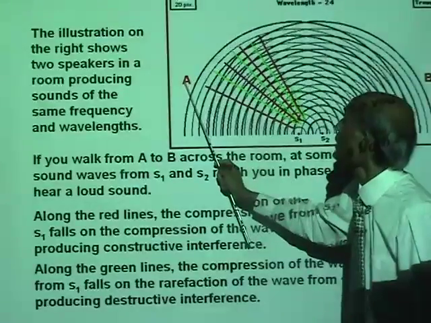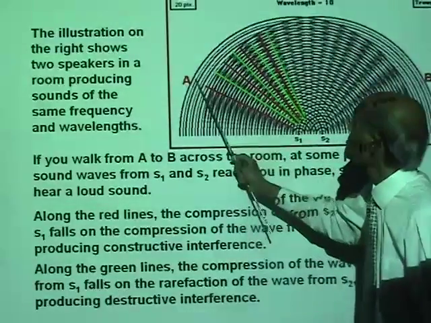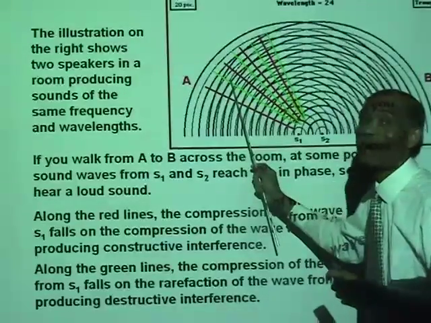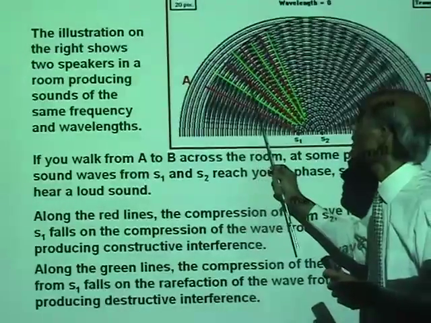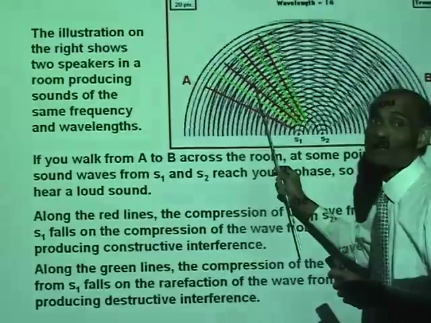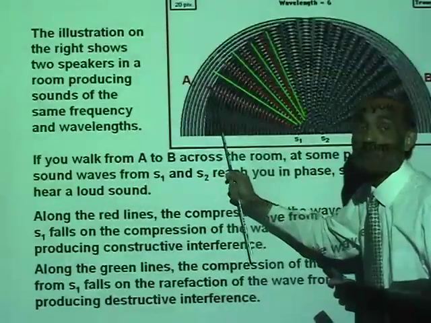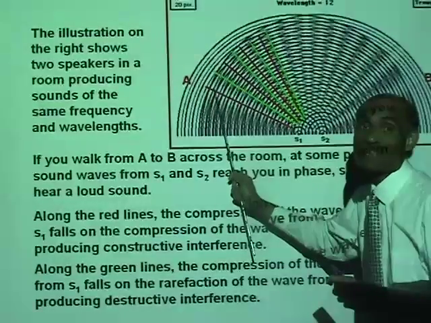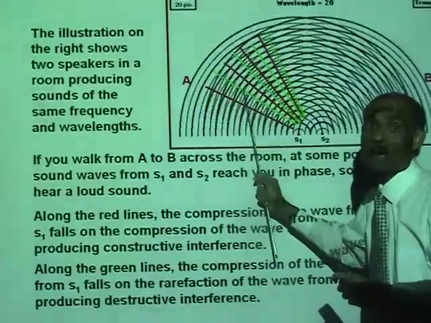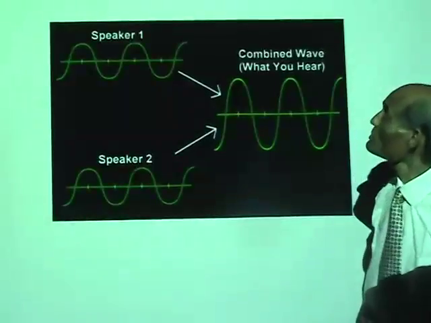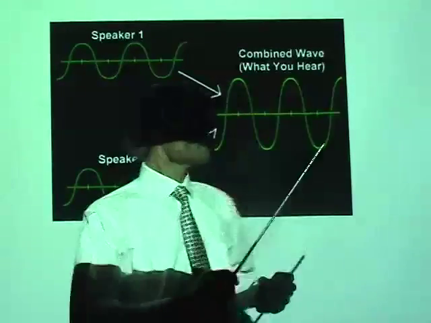So as you walk from A to B, if you cut the green line, that is where you hear no sound. If you cut the red line, that is where you hear the loud sound. So you can actually pick and mark points where the sound is loud, no sound, loud sound, and so on. A very interesting experiment.